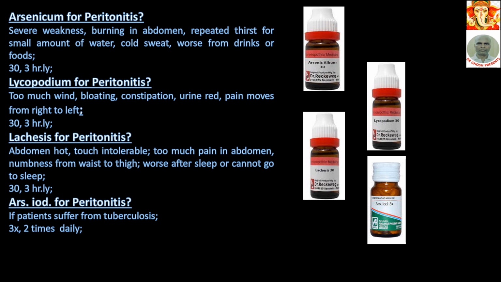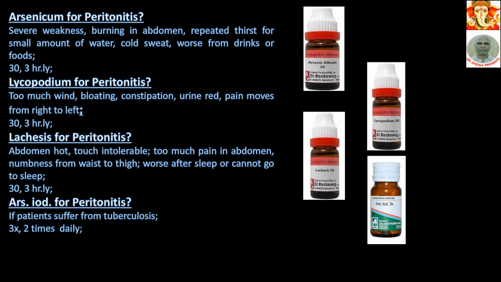Arsenicum album for peritonitis: severe weakness, burning in abdomen, repeated thirst for small amounts of water, cold sweat, worse from drinks or foods. Arsenic 30, 3 hourly.